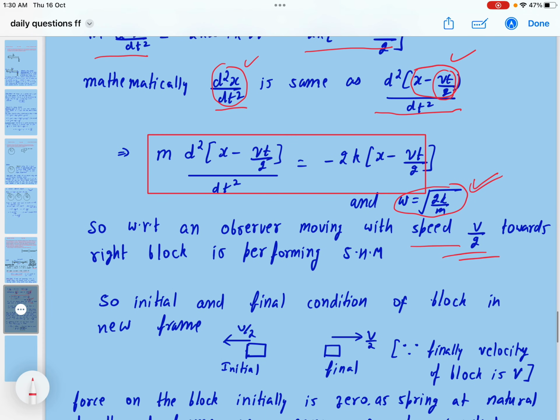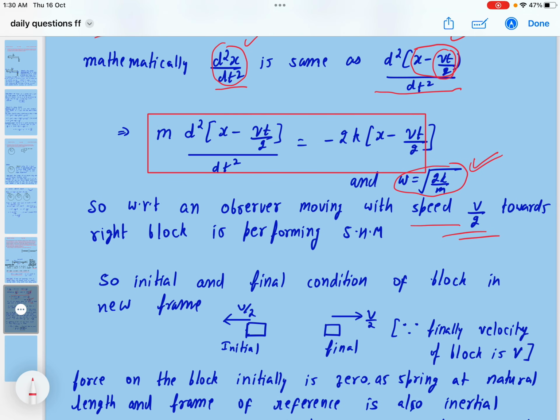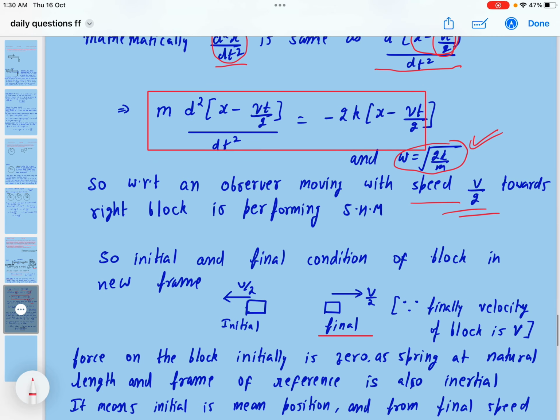Now if you see the initial and final conditions, in the question they said the final velocity of the block should be v towards the right, and our frame of reference is moving with the constant speed of v by 2 towards right. It means initially the block, which is at rest with respect to ground, is moving with velocity v by 2 with respect to our frame of reference, and finally since its velocity is v towards right, it should move with the speed v by 2 with respect to our moving frame, right? So that is the concept.